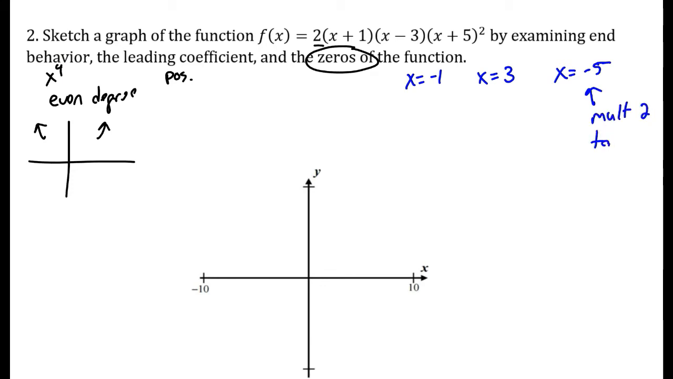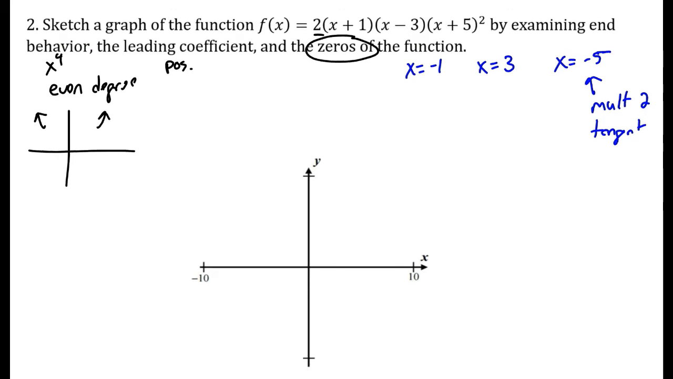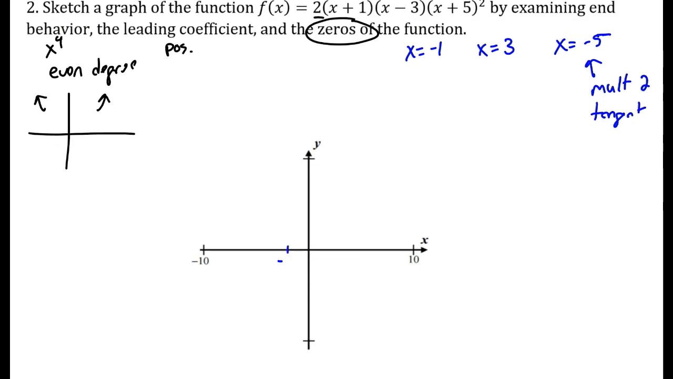So it's going to be tangent to the x-axis. The graph is going to touch the x-axis and then turn around. So I've got -1, 3, and -5. So I know my end behavior looks something like this. I now know what happens at the middle. I go down to -5, and I touch it and turn around because I have that even multiplicity. I have that repeated factor there.